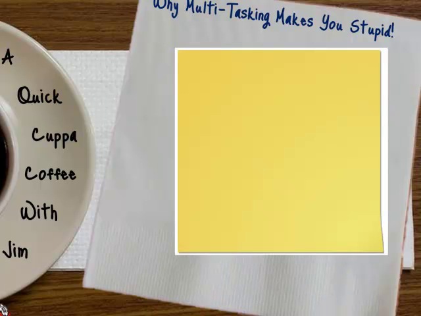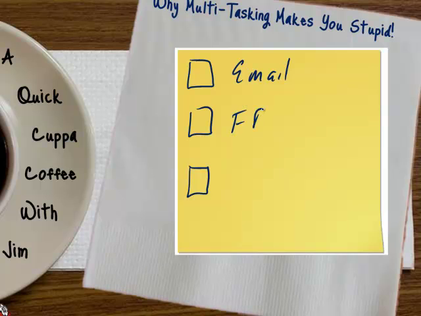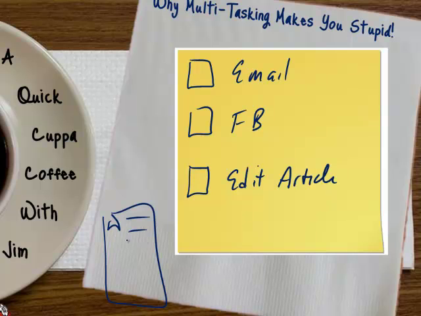So linear tasking is actually really, really simple. You just grab yourself a Post-it note and you write down the 3 things you need to get done right now in the next however long period you have. So let's say it's checking email, checking Facebook, and editing an article. Only write those things down. You may have a list that's got 20 things on it. You only write the top most important 3.